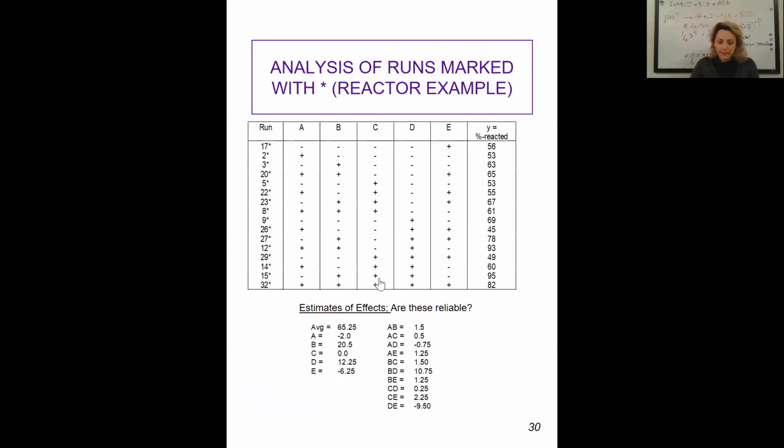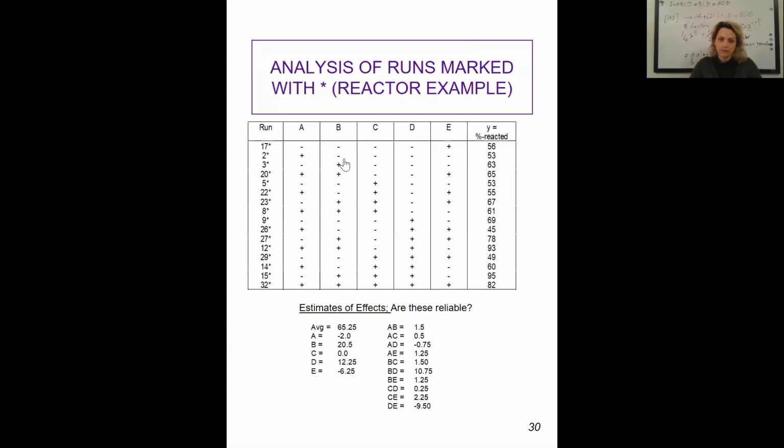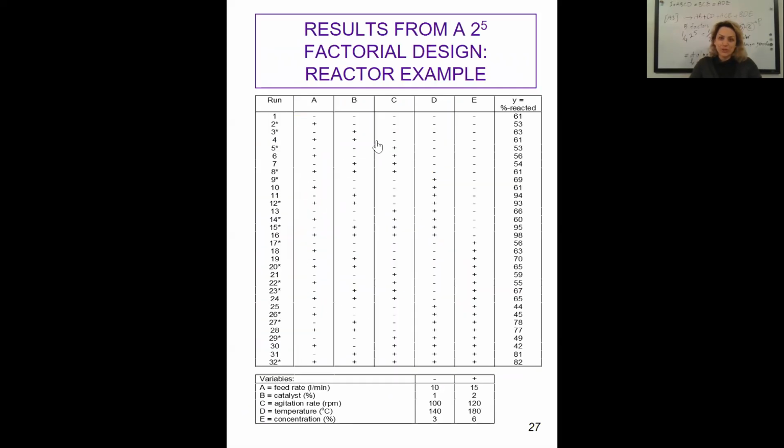So let's look here. This is the analysis of runs marked with the star. The ones that we had on the first page. Oh, sorry, I have to go back. So here is the table of the example, right? All of these stars, let's say we have 2 blocks. Or we just decided to have these star runs as the runs.